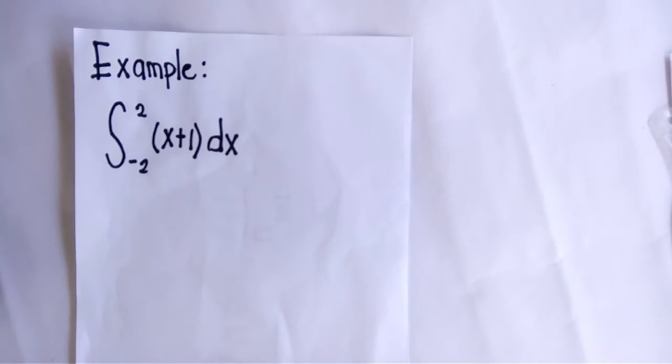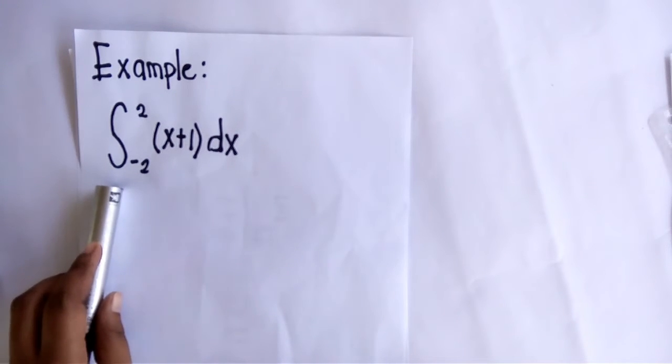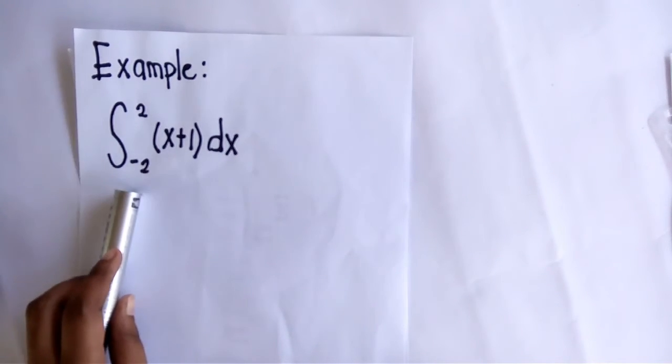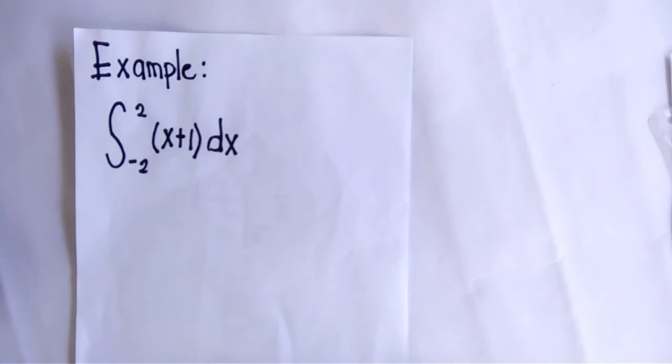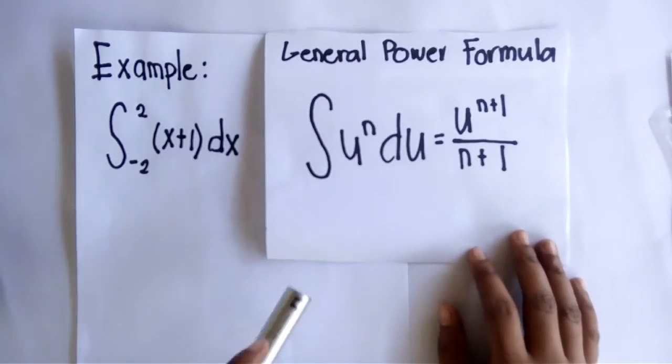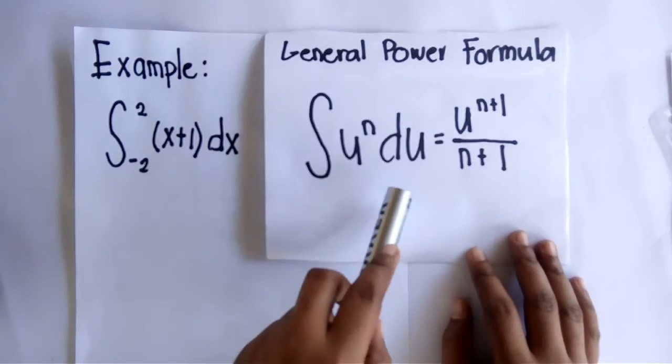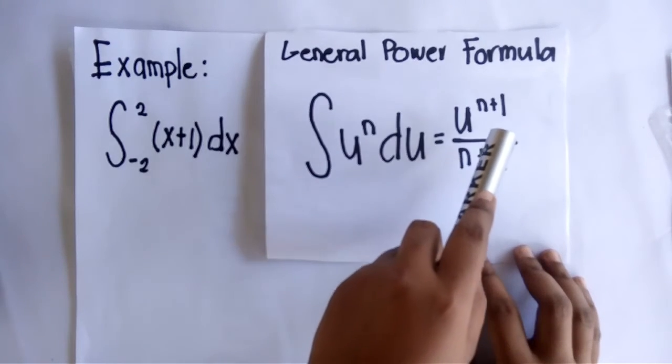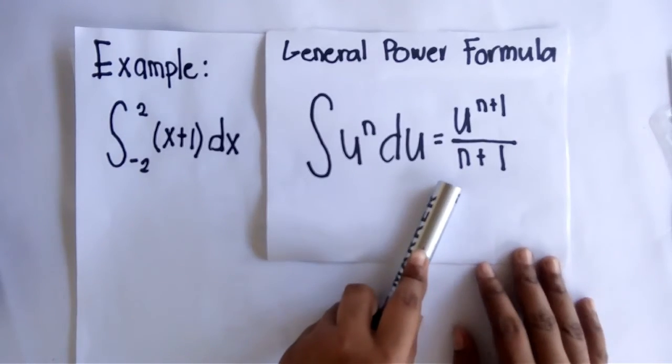So, here's some examples for us to understand well. So, we have here, first example, integral of x plus 1 dx from negative 2 to 2. So, first, in order to find the antiderivative of x plus 1, we have to use the general power rule. So, we have here the formula. The formula for general power rule is the integral of u raised to n du is equal to u raised to n plus 1 over n plus 1.